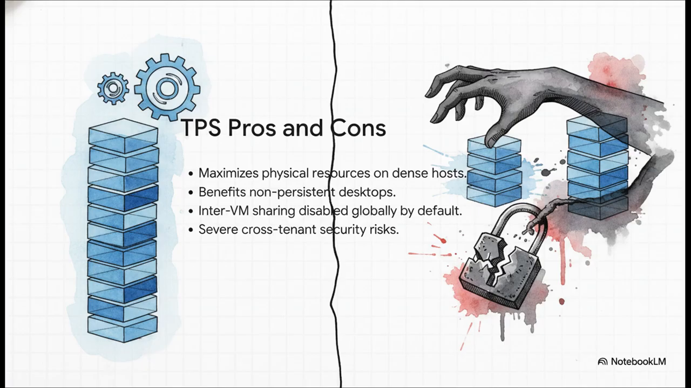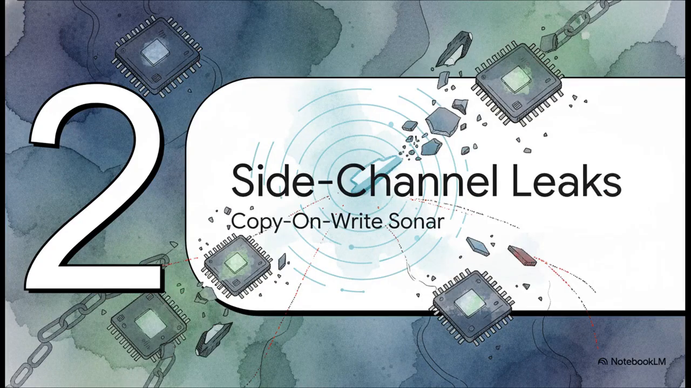But, and this is a really big but, VMware actually had to step in. In later ESXi versions, they completely disabled inter-VM sharing globally by default. Why would they kill off the ultimate money-saving feature? Because some truly severe cross-tenant security vulnerabilities started popping up. The exact same feature saving you RAM was potentially leaking your data right over to neighboring VMs. Which brings us to Section 2, uncovering side-channel memory leaks, or what I like to call the copy-on-write sonar.